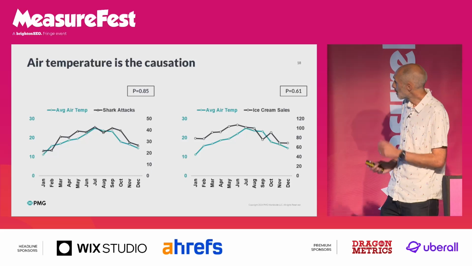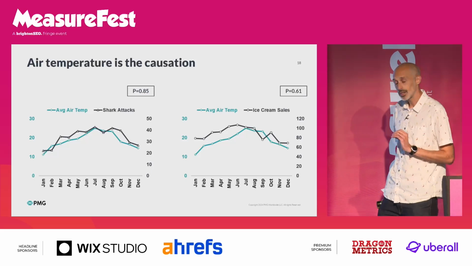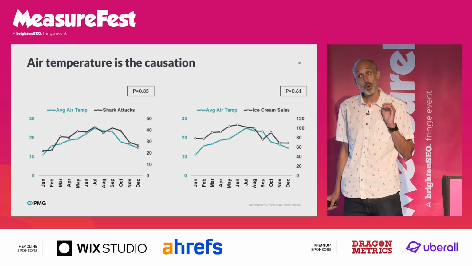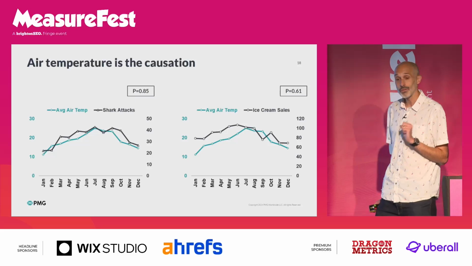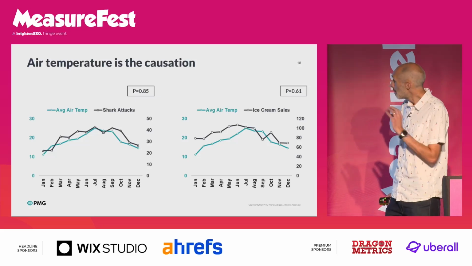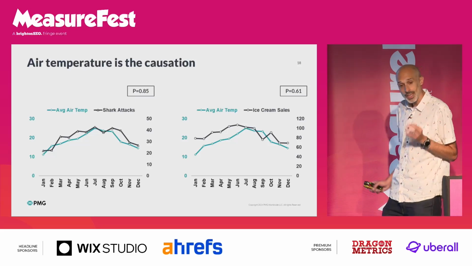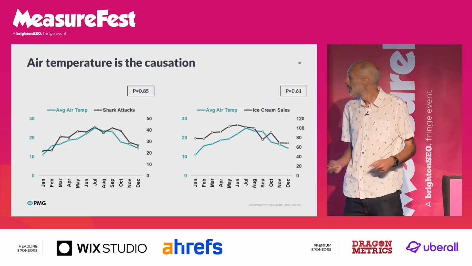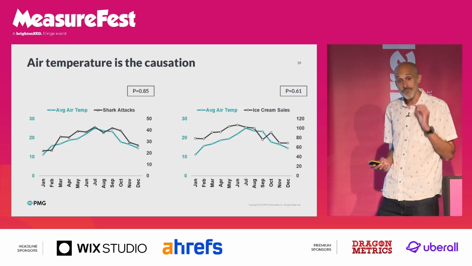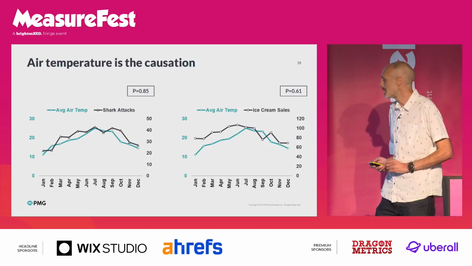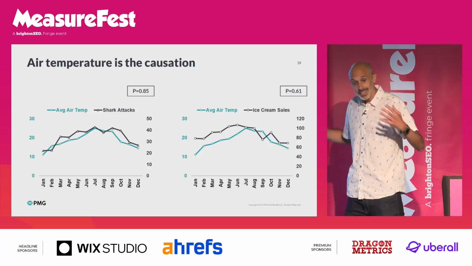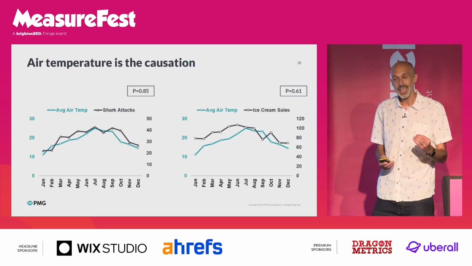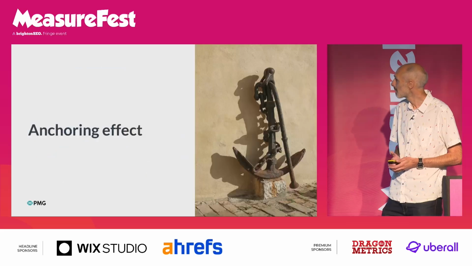On the right-hand side, we're plotting average air temperature against ice cream sales. Here, we see a more moderate correlation with a Pearson score of 0.61. But again, this makes sense. As the average air temperature increases, we're more likely to be out and about on the beach and consuming ice cream. But it doesn't stop us from enjoying our favourite ice cream in those cold winter months. So, understanding all of this is critical to mitigate against causal illusion.